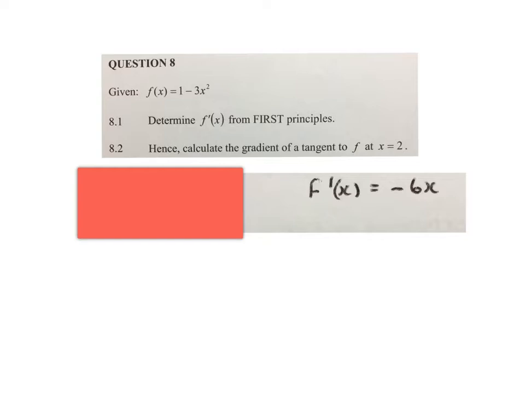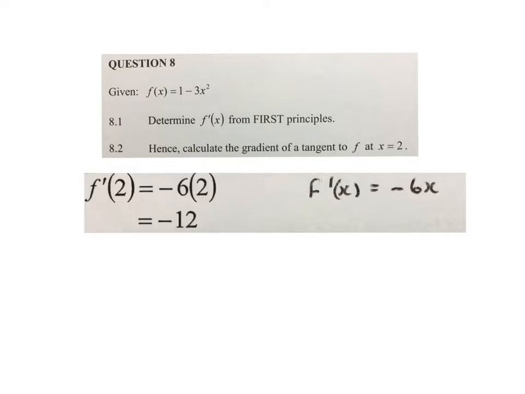Now that we have the first derivative, they ask us to calculate the gradient of a tangent to f at x equals 2. Then we take that 2 and plug it into the place of x in the derivative. The derivative is actually a formula to find the gradient anywhere on a curve. So we just take that x value, plug it in the place of x, and there is our gradient of the tangent where x is 2. Stop the video and get your brain around this question.